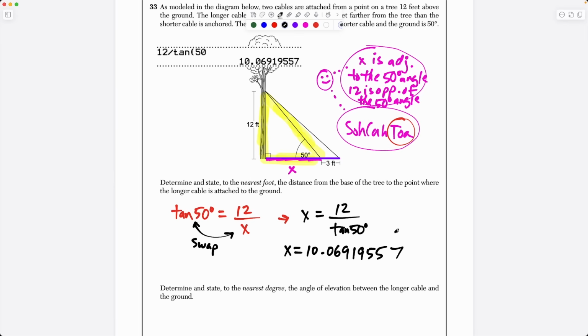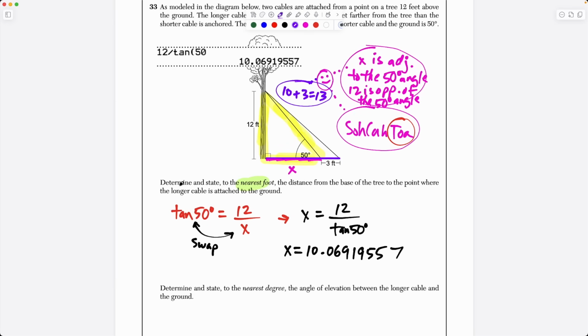Okay, so this is what x is, but they're asking once again, determine and state, and they told us here to the nearest foot, the distance from the base of the tree to the point where the longer cable is attached. So for this one, to write out our final answer, the last thing that I'm thinking of, so I'll just think about this over here. If we round to the nearest whole number, we're going to get 10, but we also have to add the 3 feet over here, and 10 plus 3 is equal to 13.